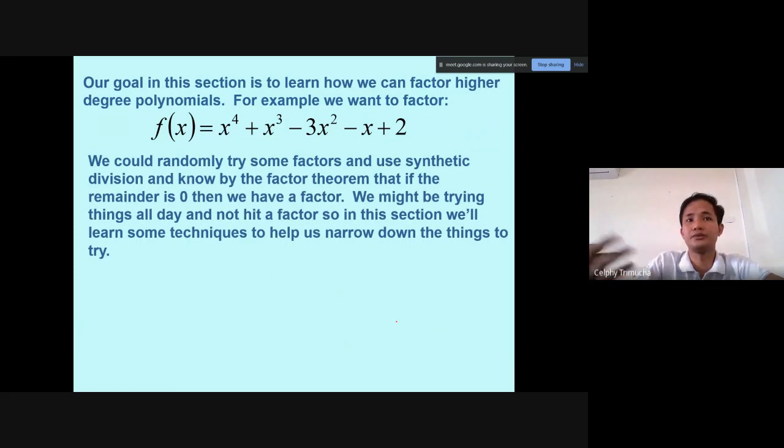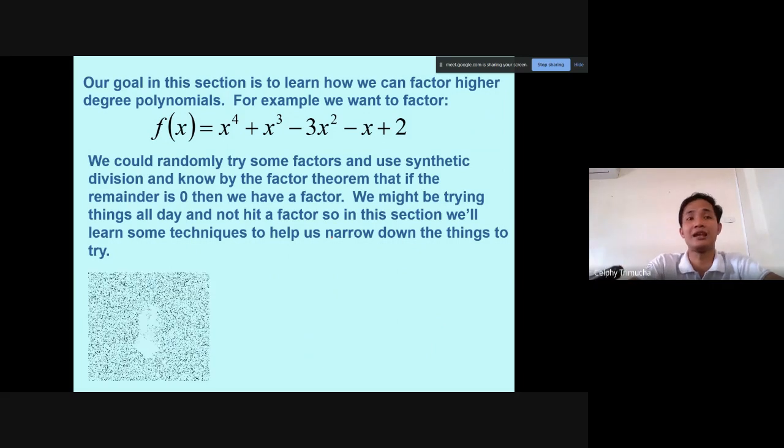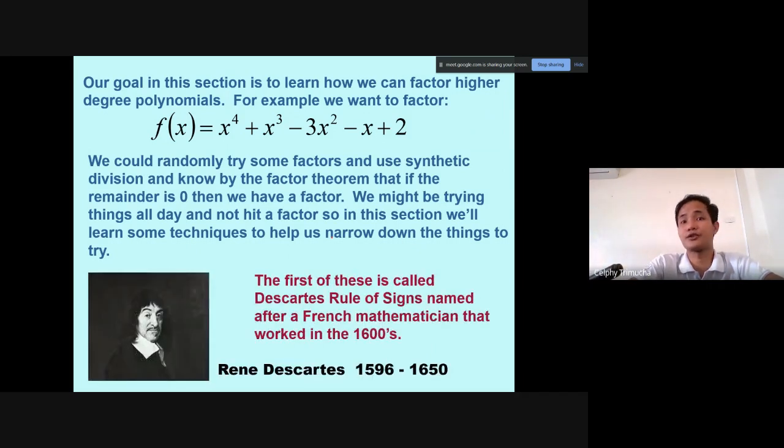So we might be trying things all day and not hit a factor. So in this section, we'll try to learn some techniques to help us narrow down the things to try. So this is through Descartes' rule. So the first thing is called the Descartes rule of signs.